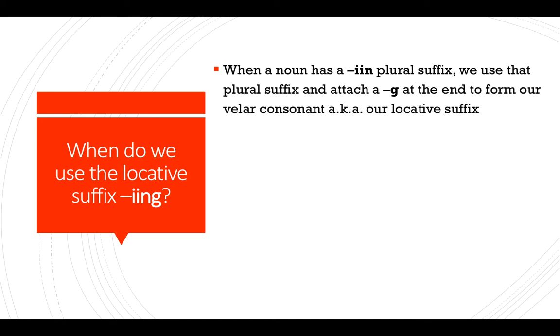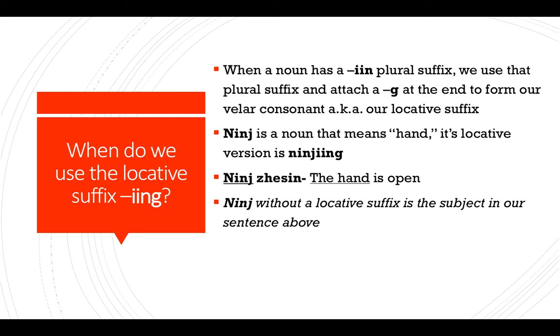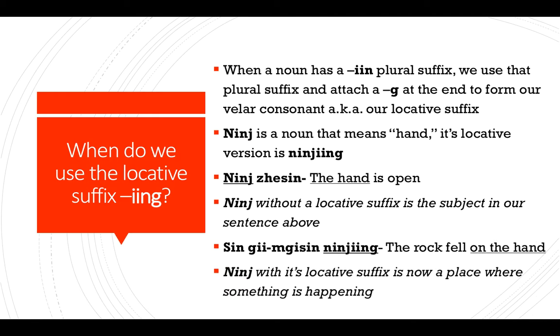Another example is when a noun has the plural suffix iin. We use that plural suffix and attach a G sound at the end to form our velar consonant, aka our locative suffix. So this example is ninj. It's a noun that means hand. Its locative version is ninjing. So ninjesin means the hand is open. Ninj without a locative suffix is the subject in our sentence above. Singim gesing ninjing, the rock fell on the hand. Ninj with its locative suffix is now a place where something is happening. Ninj has become the place where the rock is falling.